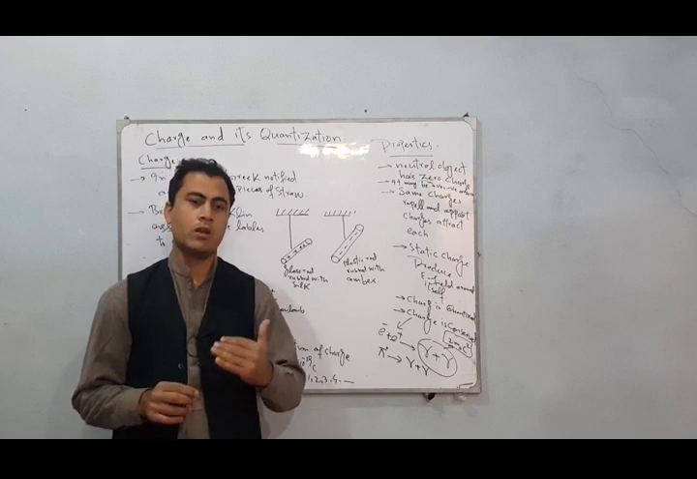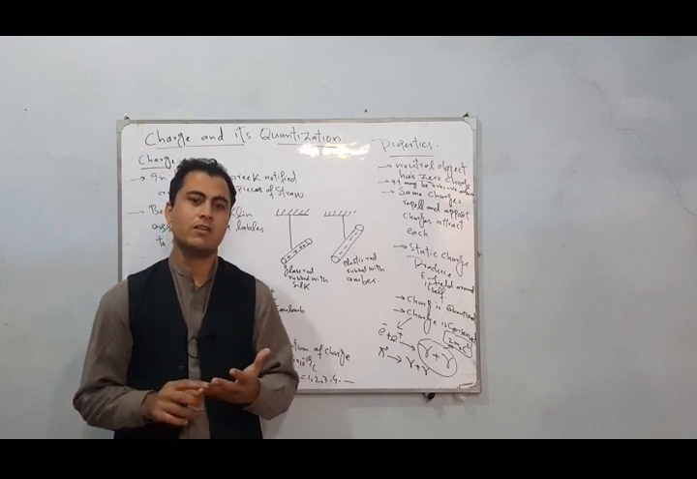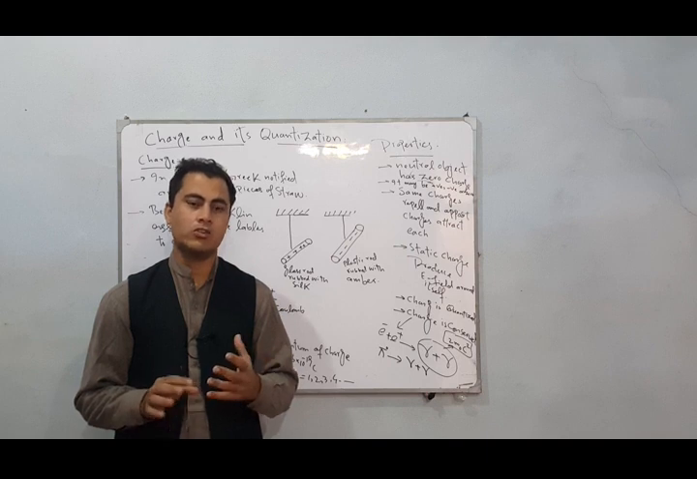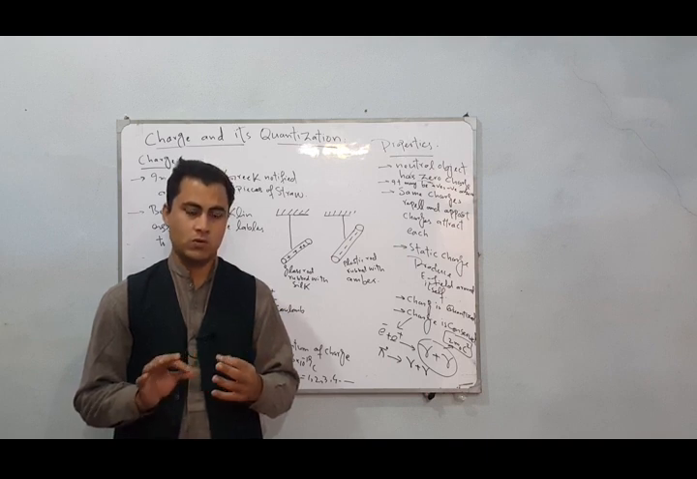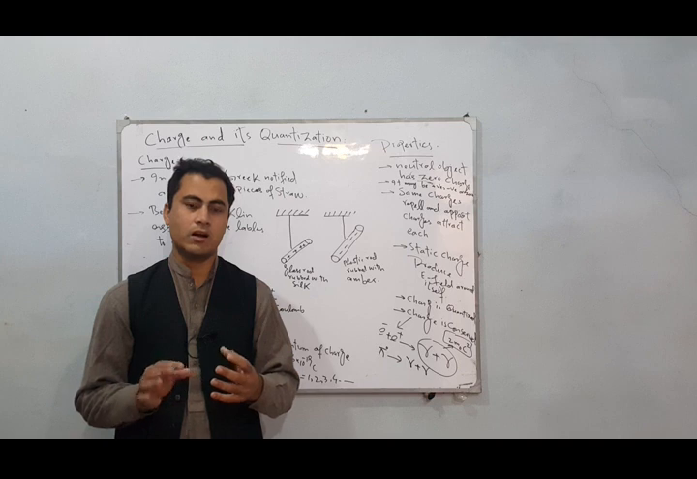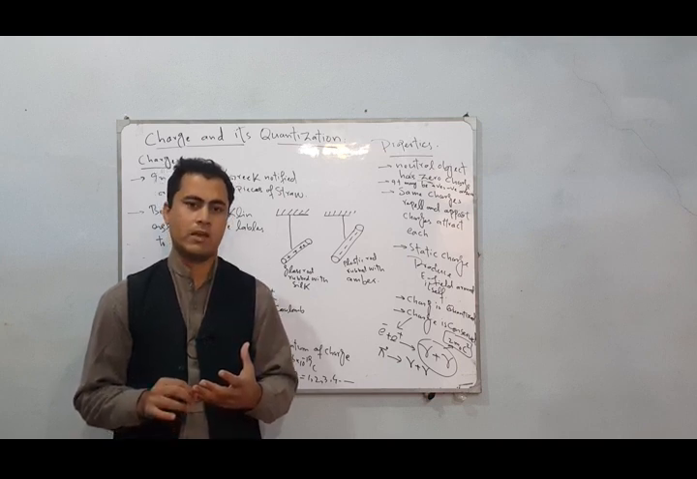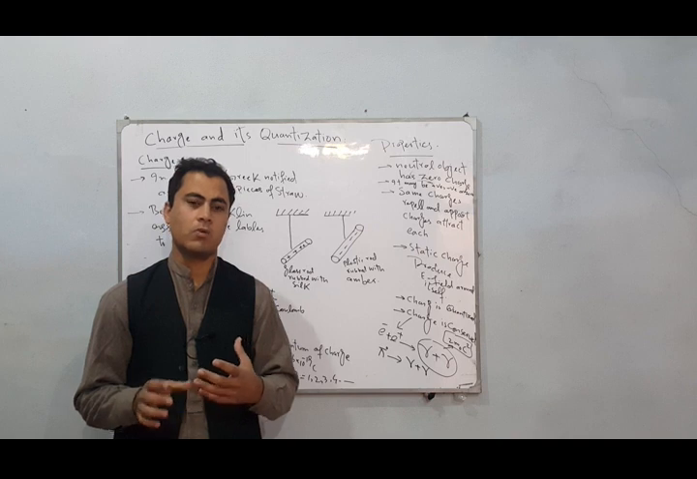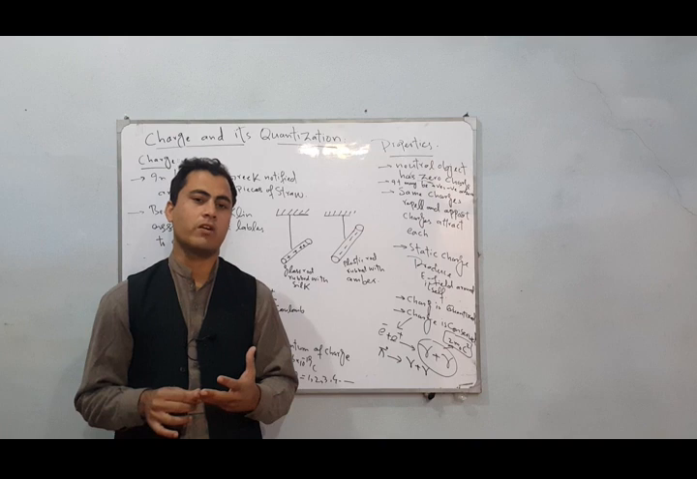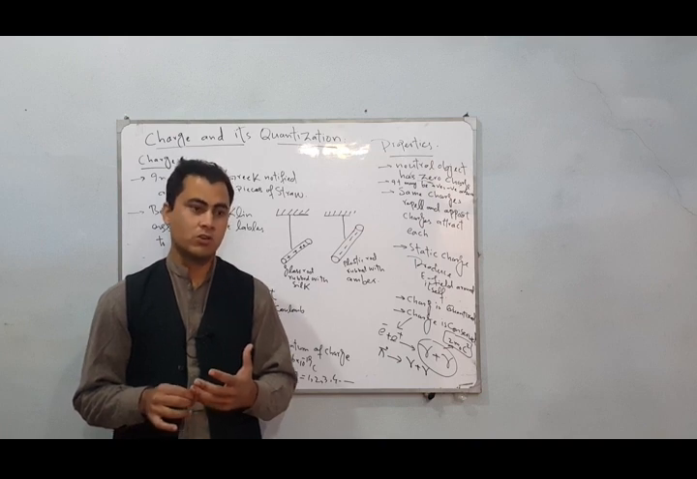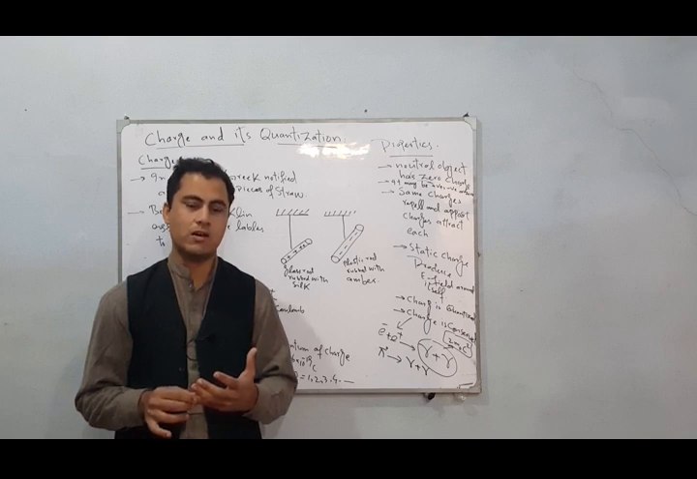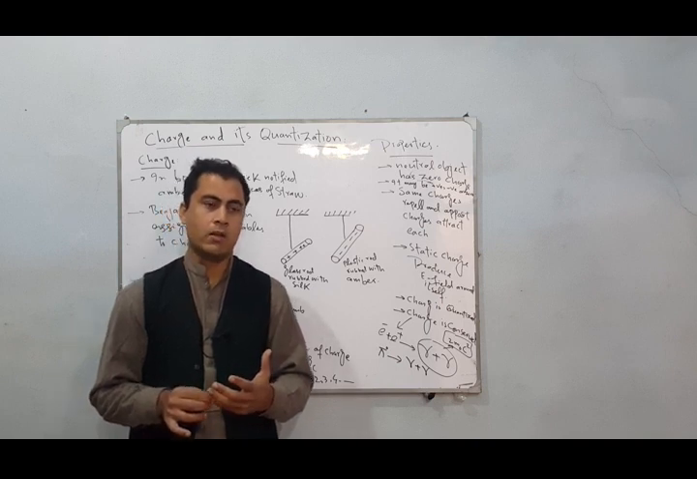So due to the loss or gain, the deficiency or excess of electrons in these two particles, or we can say atoms, occurs. So due to the deficiency or excess of electrons, both sodium and chlorine attain positive or negative charges. So basically charge is a property that arises due to deficiency or excess of electrons.